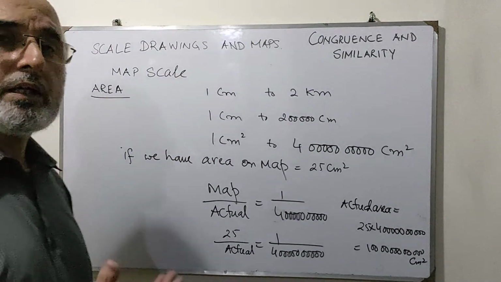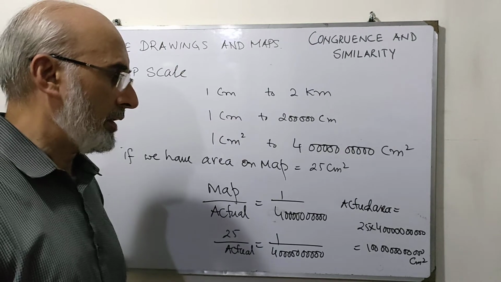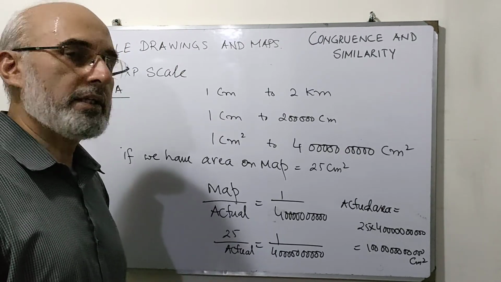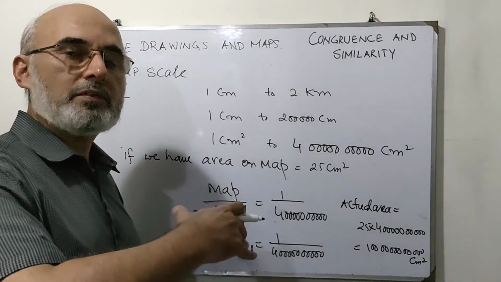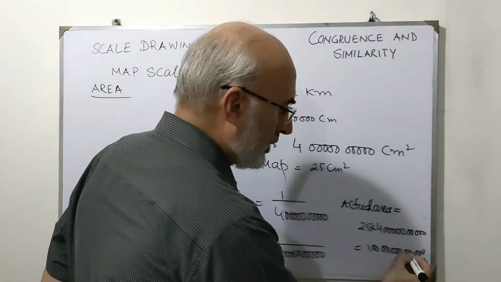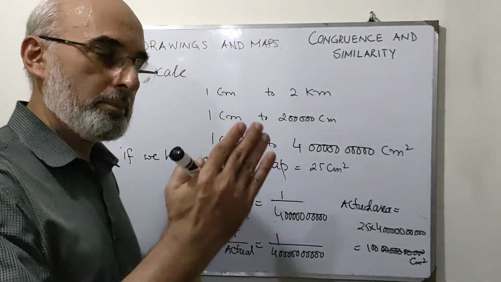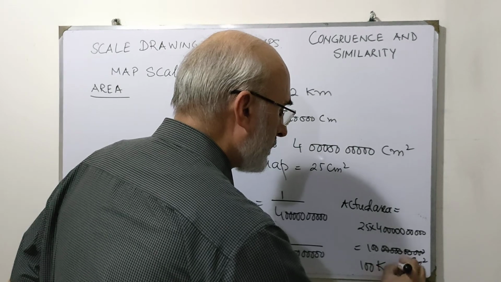So this is now the area on the land, and the area on the land is in centimeter square. If we want to give the area in kilometer square, what do we have to do? We remove this zeros, okay, going back. So it will be 100 kilometer square.